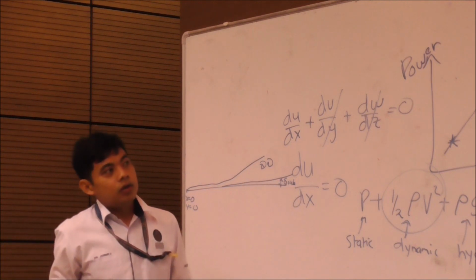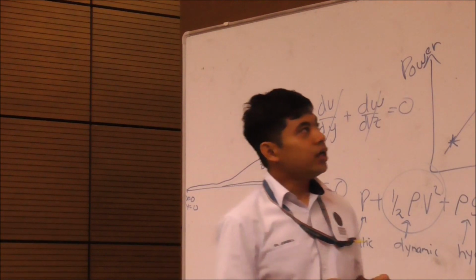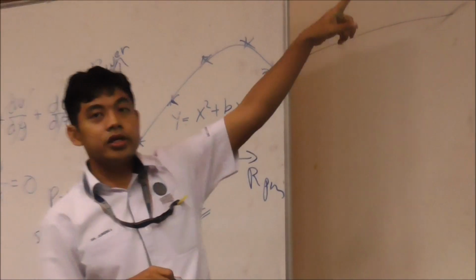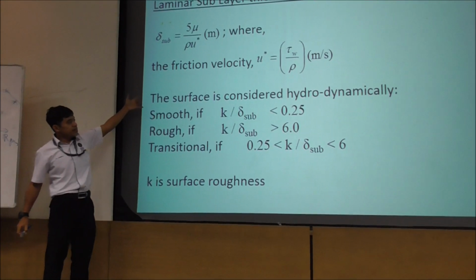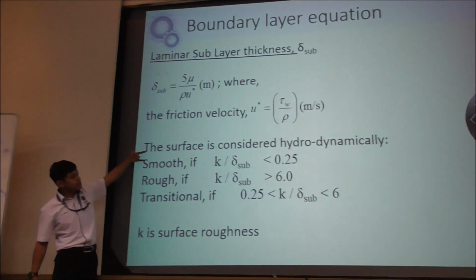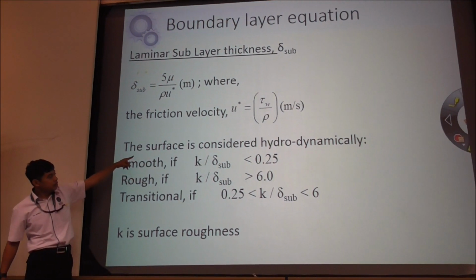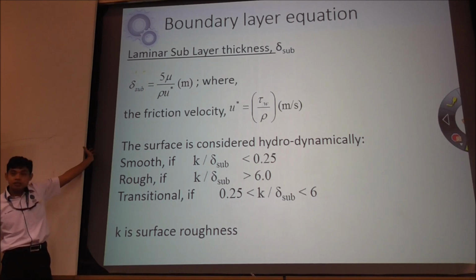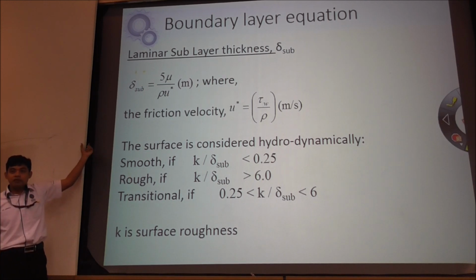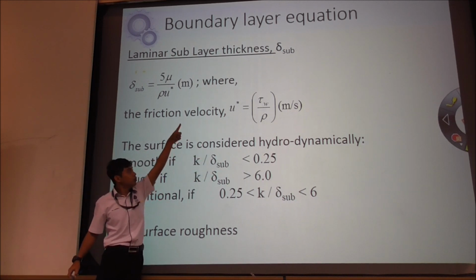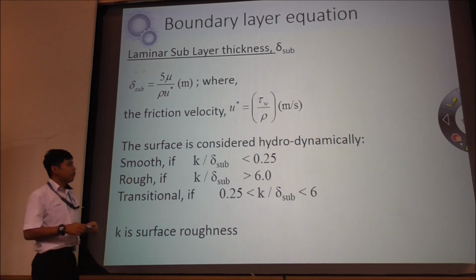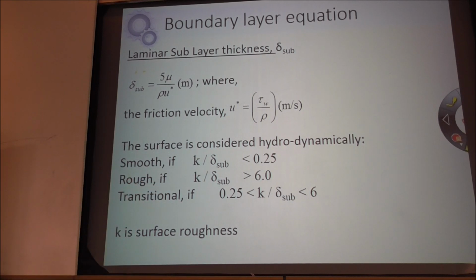Okay. So if you want to calculate the laminar sublayer thickness, you can use the equation. The surface is considered to be hydrodynamically smooth if your k, which is the surface roughness, you get it from the data. For galvanized steel, it will be 0.015 millimeters. If that divided by your delta sublayer is less than 0.25, then it's considered to be smooth.